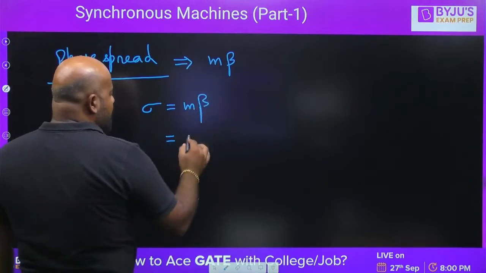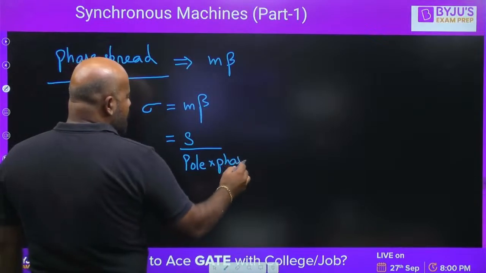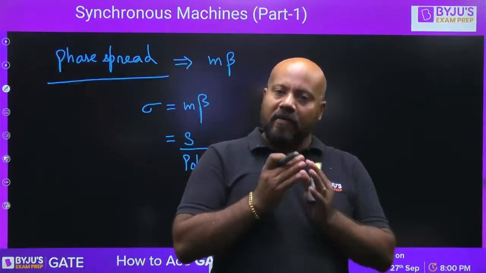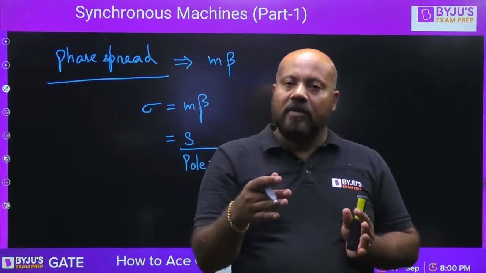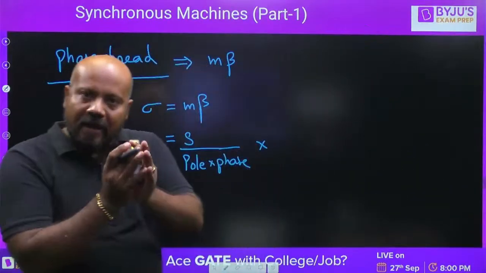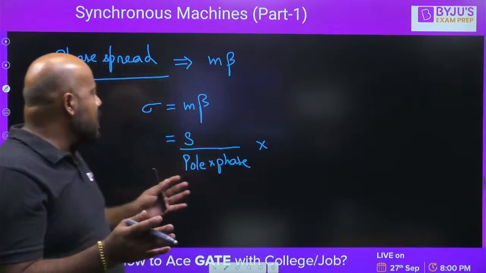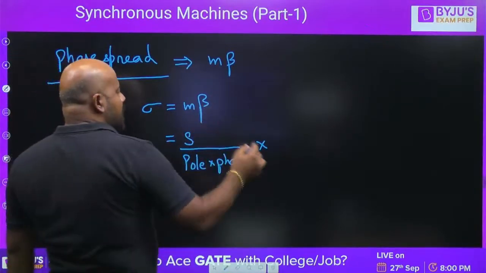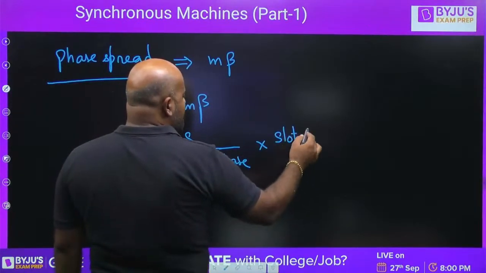Now you tell me what this m is. m is the number of slots per pole per phase. For one phase, for one pole, how many slots are there? If you multiply that number by the slot angle, you will get the phase spread. Then you will get the angular displacement for one phase. So that is how we define this. Beta is the slot angle.